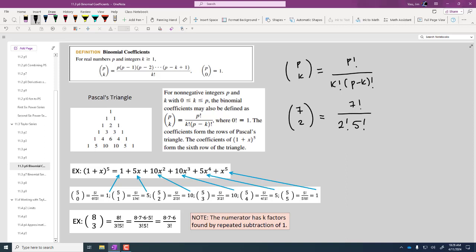Okay, so right now it feels like, oh, we can only do this for positive integers. But then there's this clever little observation. In the numerator, isn't the numerator 7 times 6 times 5 factorial?